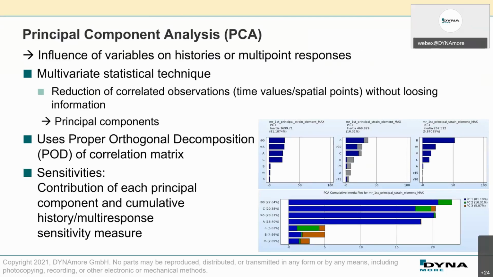And the sensitivities we get are the contributions of each principal component and also the cumulative history or multi-response sensitivity measures. And they can be visualized using bar charts like you see on the plot on the bottom right. And this can also be used for sensitivity analysis. We get a ranking of the parameters, and it can be used in the same way as the ANOVA or GSA results, but with the advantage that we use more data, the full history or all the multi-point responses.